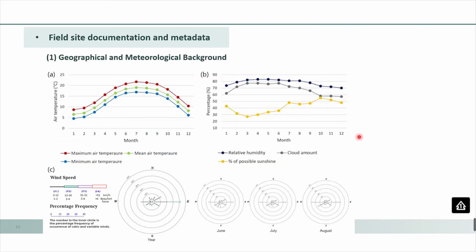And moreover, it would be good to provide more quantitative information about the urban climate, such as the annual or monthly mean, maximum or minimum air temperature and the relative humidity, as well as the wind rose. And in my guideline paper, I also used the data from the Hong Kong Observatory to provide an example for readers.